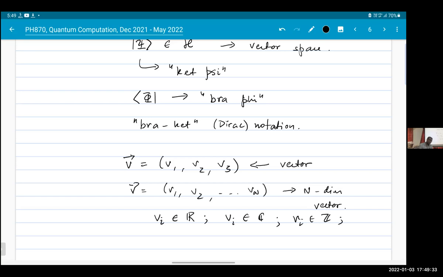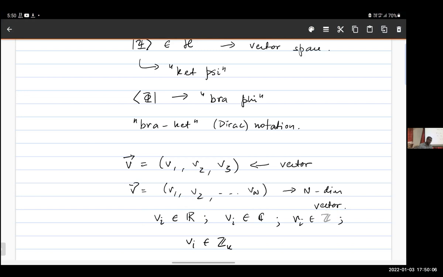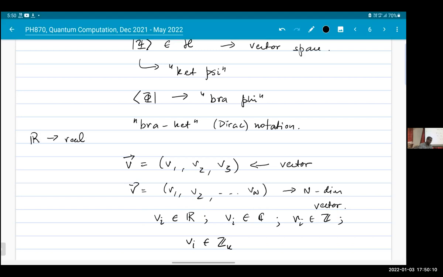And there are other more esoteric objects which are known as fields. So you can have something called Z_k, which is a finite field. If the need arises, we'll talk about these things, but for now, this is enough. So for instance, if your vector components take values in R, what is R? R is the set of real numbers. C is the set of complex numbers. Z is the set of integers. So please remember this notation: the set of real numbers, complex numbers, integers, natural numbers, and we won't really be using any others.